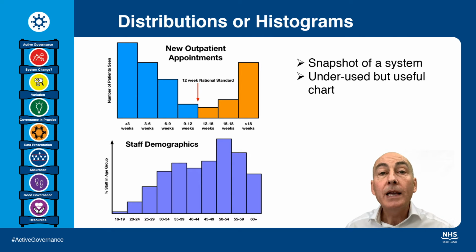Now below is another example of a distribution. Again, important to line them up in order, and this is about staff demographics. So it's the youngest on the left up to the oldest on the right. And it's important that you've got 16 to 19, 20 to 24, etc. And that gives you a picture of the age distribution of your staff.